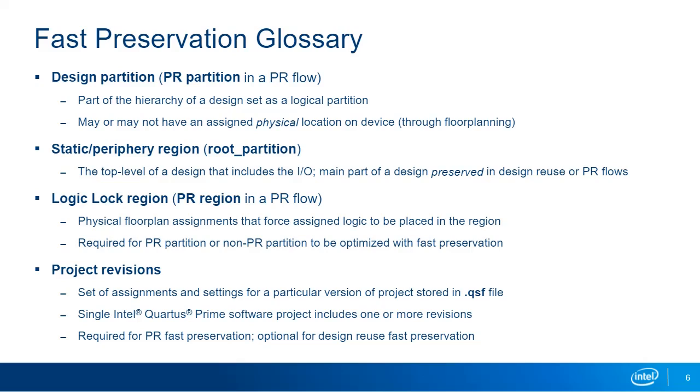Logic lock regions are the feature used to floor plan a design by forcing logic assigned to the region to be physically placed within the region. Typically, each design partition or PR partition is assigned to its own logic lock region. In the PR flow, these are referred to as PR regions. Floor planning with logic lock regions is required in order to use fast preservation, since this is what separates the core logic from the periphery.